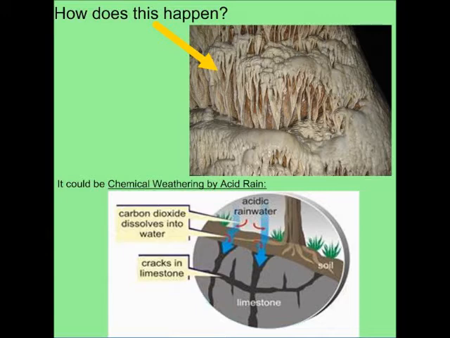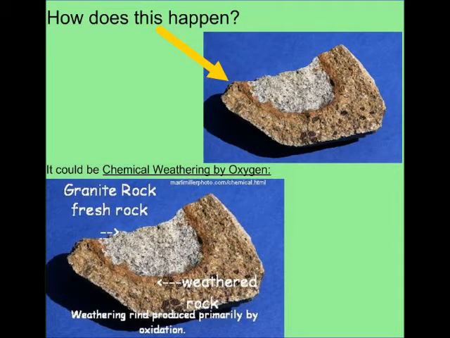This is an example of chemical weathering by acid rain, where acid dissolves limestone and can create formations like this. And then we also have oxidation. We also have chemical weathering by oxygen. And you can see here this is one rock, but it has this crust around it where it has been oxidized.